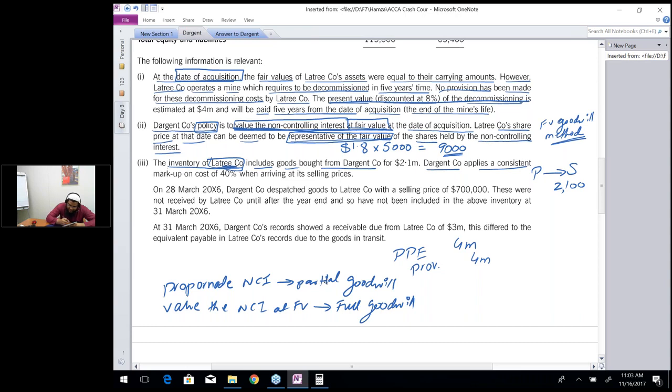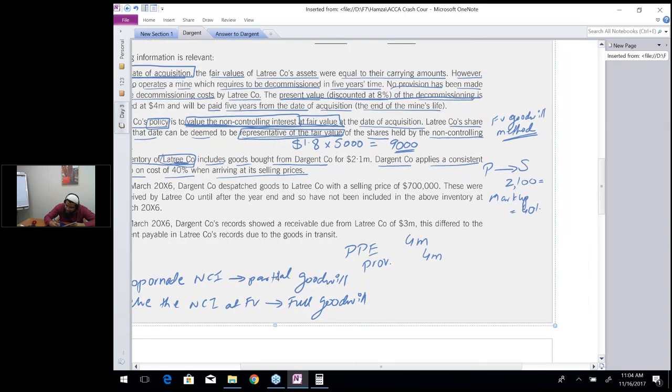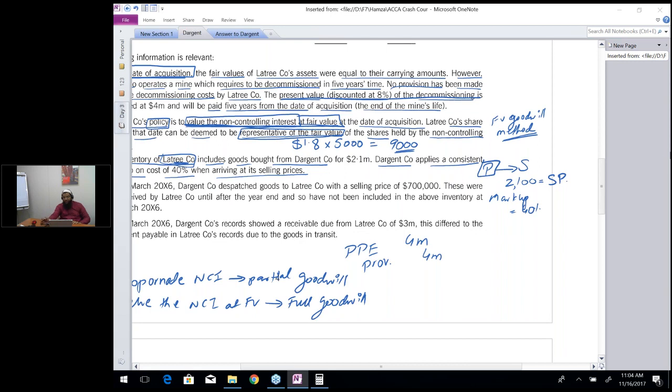Targent company applies a consistent markup on cost of 40% when arriving at its selling price. So 40% is the markup. And this 2100 is actually the selling price from the perspective of the parent. So the parent has sold goods with a value of 2100 to the subsidiary with a markup of 40%.